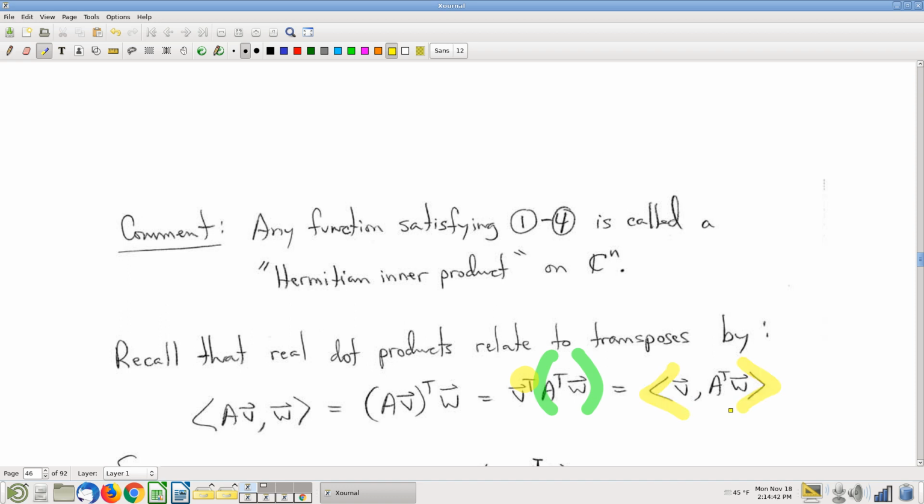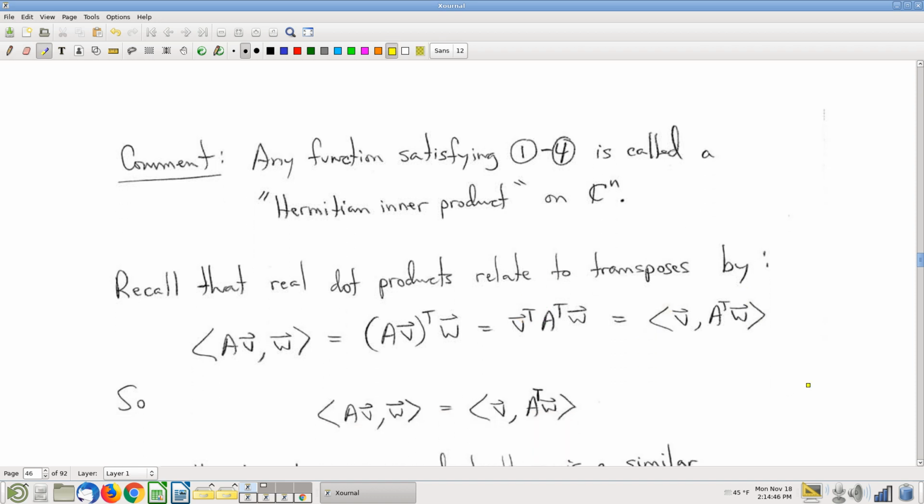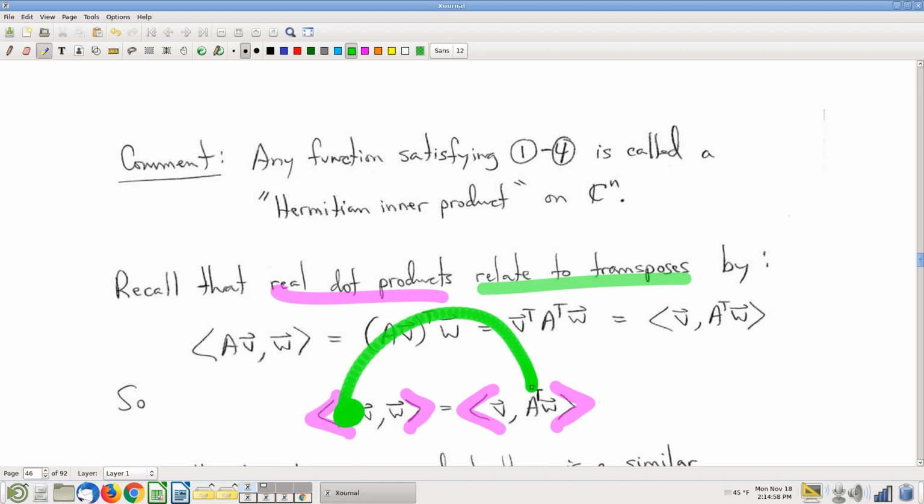And so, as a nice little punchline, and that is a weird fact, the good old Math 212 dot product has a nice relationship with transposes. Namely, inside of a dot product, you can move a matrix from the left side to the right side if only you transpose it. So this is a cute fact of what you might call real matrix algebra.